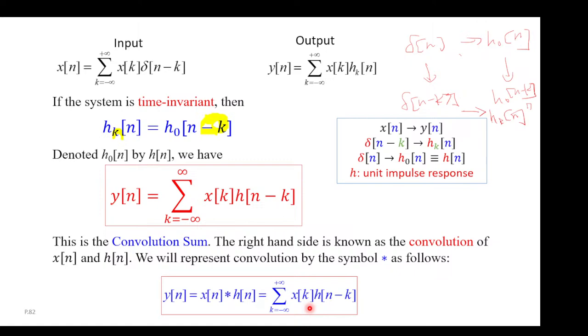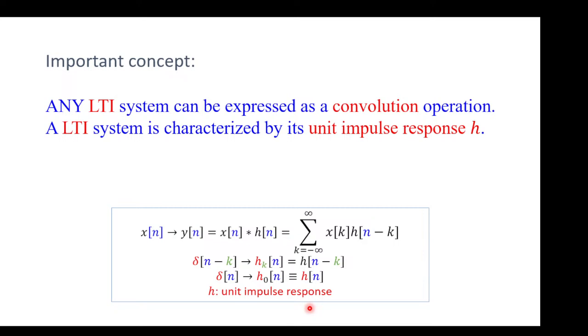I think that's it for today. We'll have more examples, and we can stare at this a little more. This is a very important derivation for today. Any LTI system can be expressed as a convolution operation, and is characterized by its unit impulse response h. Any x of n goes to y of n, which equals the convolution of x of n with h of n. So h of n describes this LTI arrow here. And y of n is the summation over k from minus infinity to plus infinity of x of k, h of n minus k. Any questions so far?